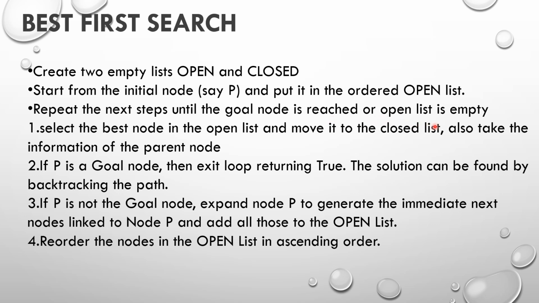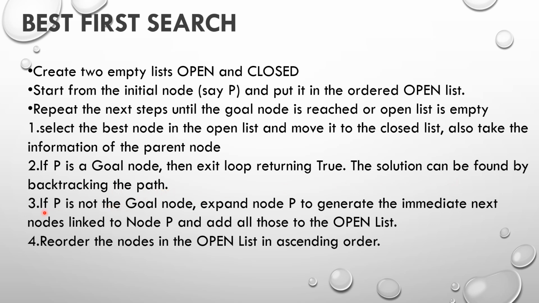So what are all the steps we are following? Select the best node in the open list and move it to the closed list. Also take the information of the parent node. If P is the goal node, we have to check whether the node is the goal node or not. Then exit the loop returning true. The solution can be found by backtracking the path.